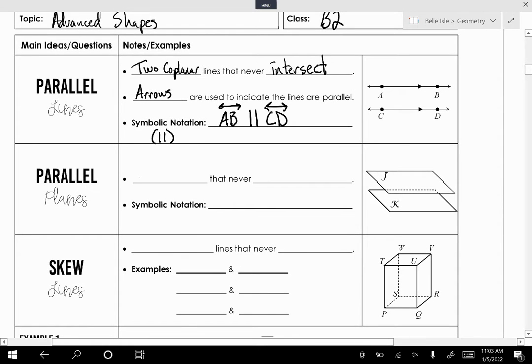Parallel planes. Planes that never intersect. The symbolic notation would just be plane J is parallel to plane K.